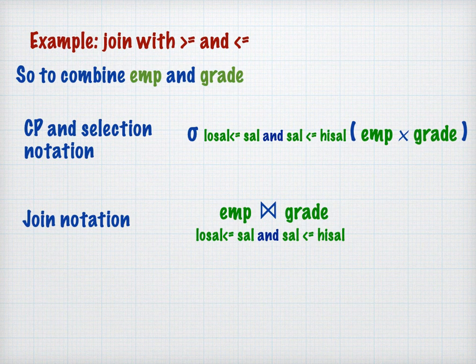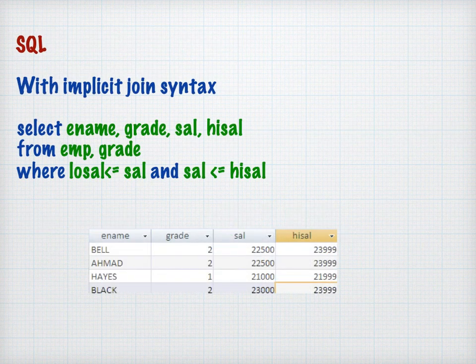What does that look like in SQL? Well, let's use the implicit join syntax, and we simply go like this. The from bit, well, we're going to have emp comma grade, because those are the two tables that we want to combine. Our condition then is, as we've seen on the previous slides, sal has to fall between low sal and high sal. And then on the top line, I'm just going to say, show me ename, grade, sal and the high sal. Just like that.